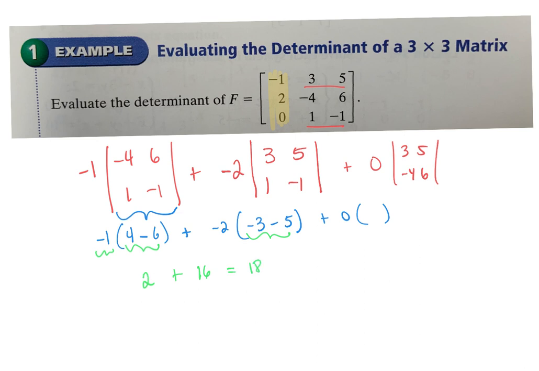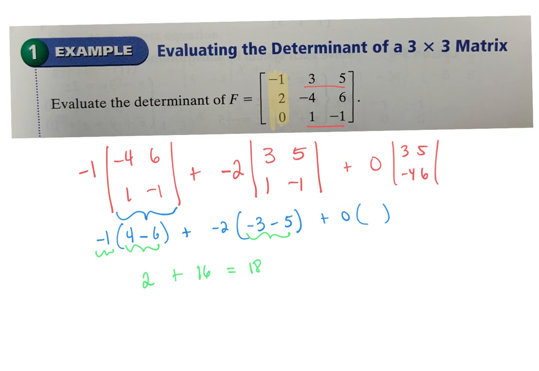All right, so in the book, they did -1 times -4 times -1 plus 3 times 6 times 0 plus 5 times 2 times 1 minus 0 times -4 times 5, -1 times 6 times -1, -1 times 2 times 3. Right, and they got the same answer.